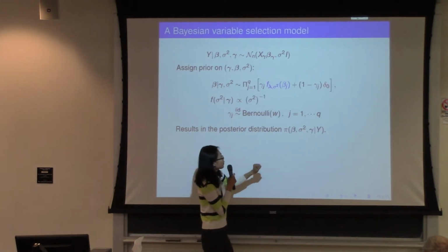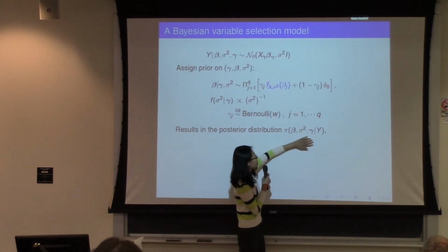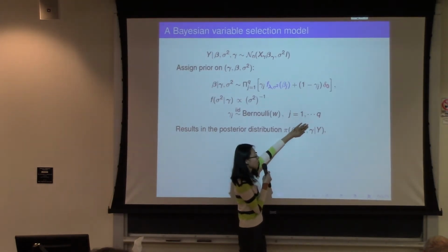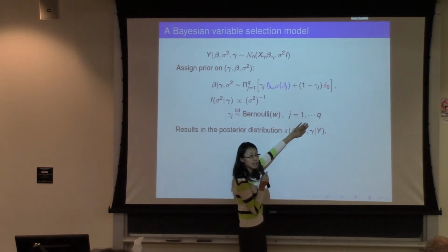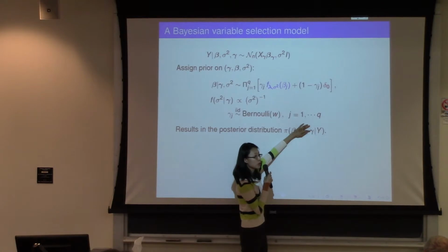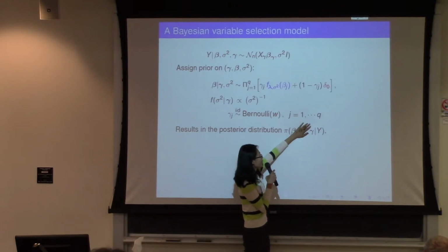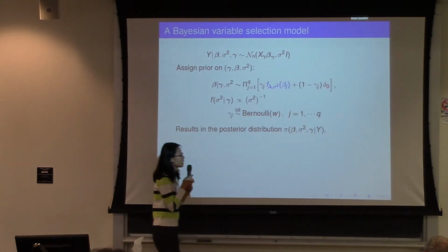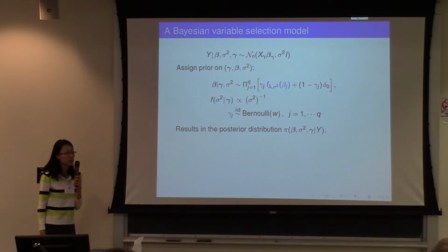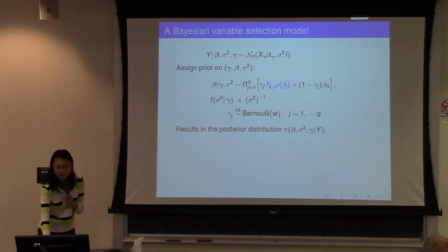So for example, by integrating out these 2 parts, one of the results you would get is, having observed the data, what's the chance that any one of these 2 to the q power models should be included in your study. That gives you a measurement of the appropriateness of the model indexed by gamma.